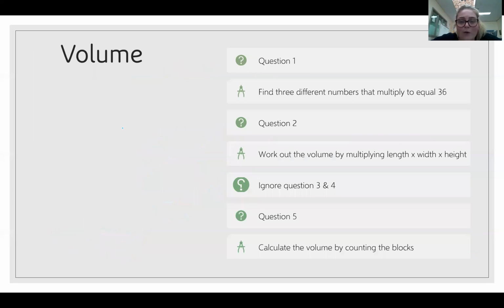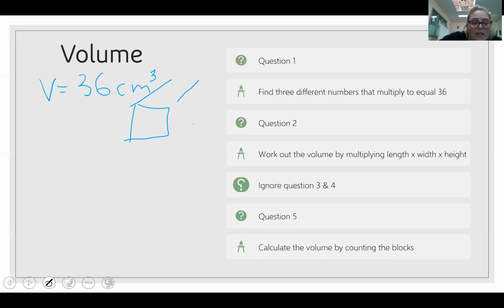Okay, so for question 1, you need to find 3 different numbers that multiply to equal 36. So you have your volume equals 36 centimeters cubed. Hang on, my pen stopped working. You need to work out what numbers would times together to make 36. So if you had a shape, what would you need the length, the width, and the height to equal to be 36? Okay. Question 2, it's given you the length, the width, and the height, and you need to multiply them to work out the volume.